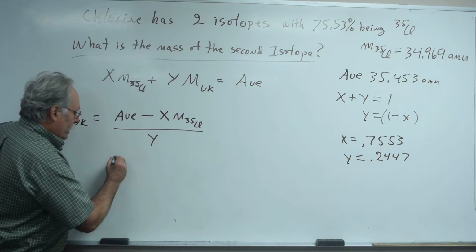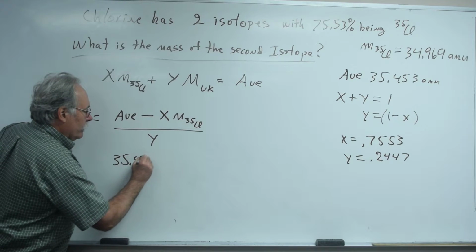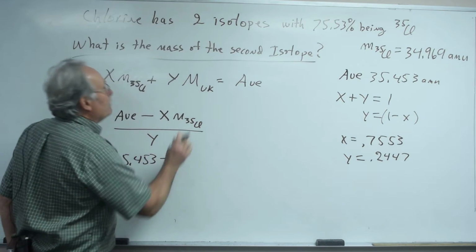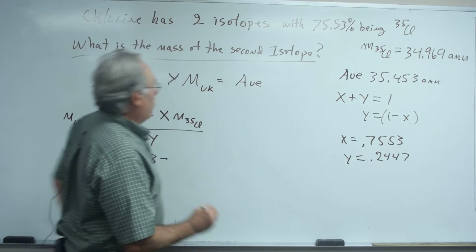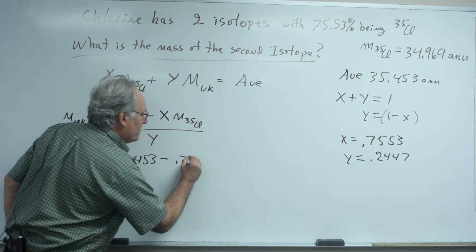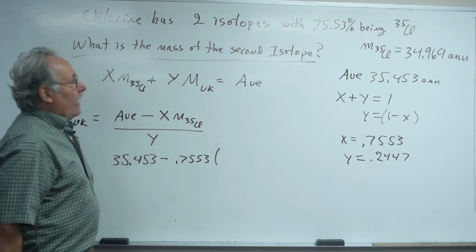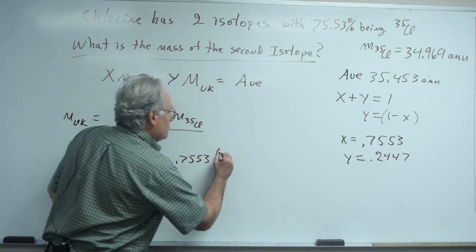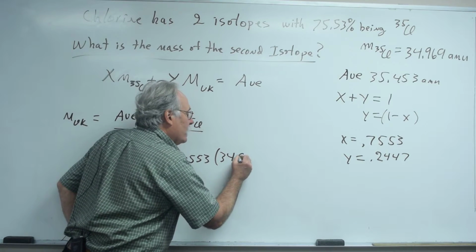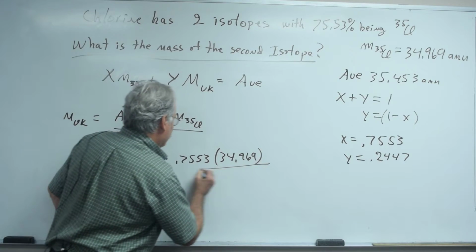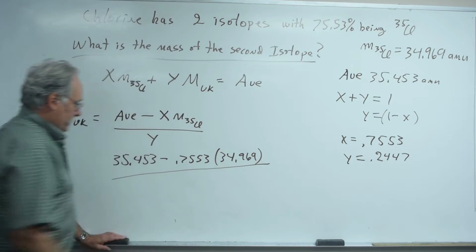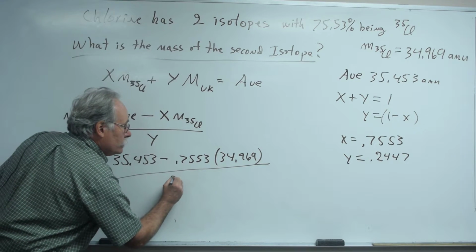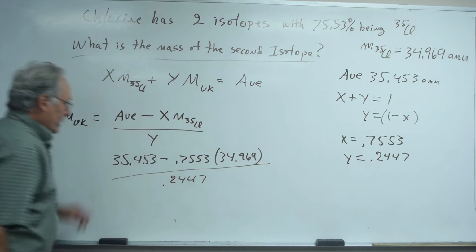This average value is 35.453. That number has 5 significant figures. I subtract from it the fraction of this, which is 0.7553, times the isotopic mass of this, which is 34.969, and this number will be known to 4 sig figs, okay? And then I divide this by the fraction of this, which is 0.2447.